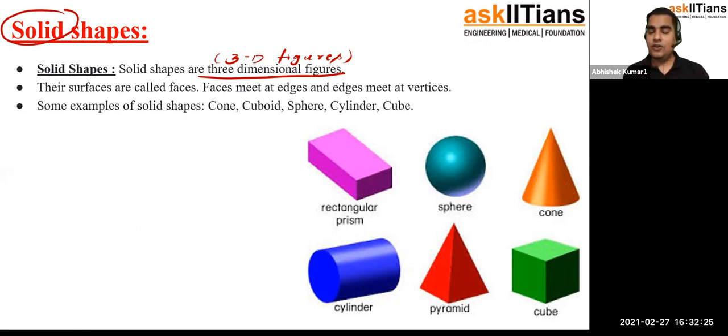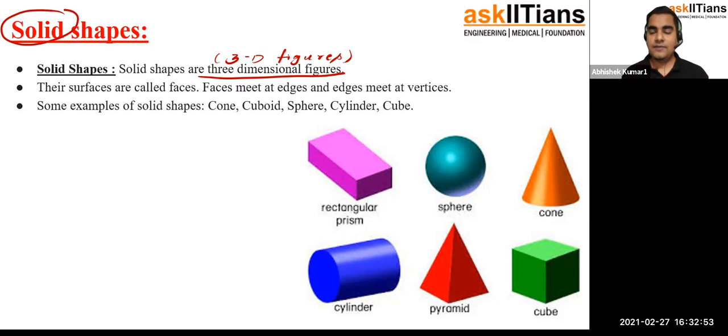For example, if you talk about, let's say, a rectangle, then a rectangle has got only two dimensions, that is length and breadth. If you talk about a square, it has also got only two dimensions. If you talk about a trapezium or any other figure that we discussed till now, they all were two-dimensional figures, as they were having only two dimensions. One dimension was length and the other dimension was breadth.